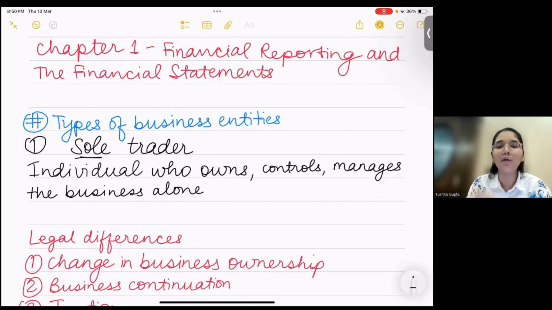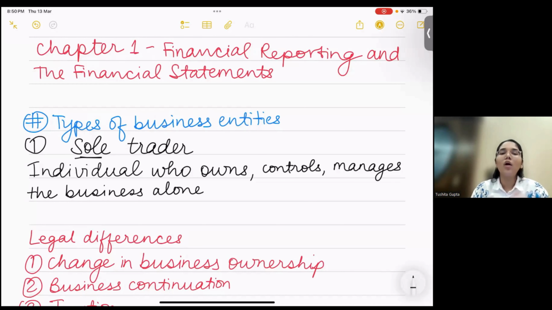Talking about the third word, which is manages. That means that all of the day-to-day operations of the company are also going to be done by the sole trader. Obviously, the sole trader can keep some employees to help him, but the owner will be only one person, which is the sole trader himself.